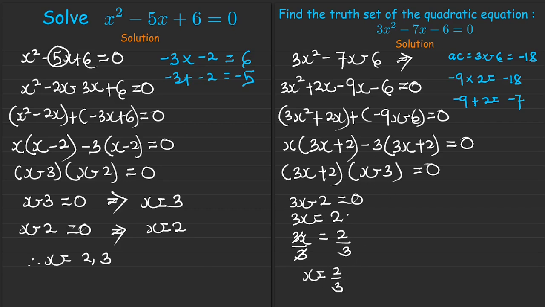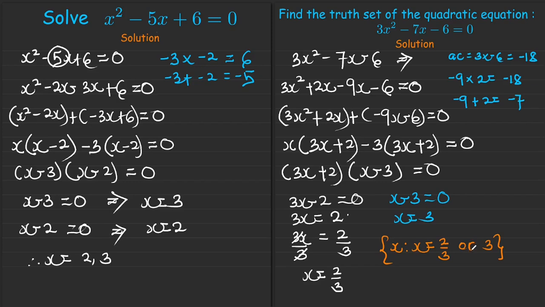For the second bracket, we had x minus 3 equals 0. So making x the subject, we have x being equal to 3. It is negative 3 here, so if it moves to the other side, it becomes a positive, and that is all. Now for our solution, we wanted the truth set. So say x is such that x equals 2 over 3 or 3. Then you put it in your curly brackets nicely. That becomes your solution set.